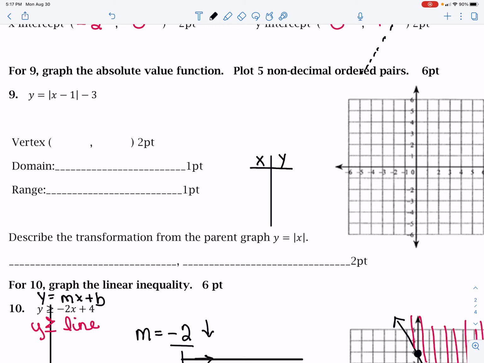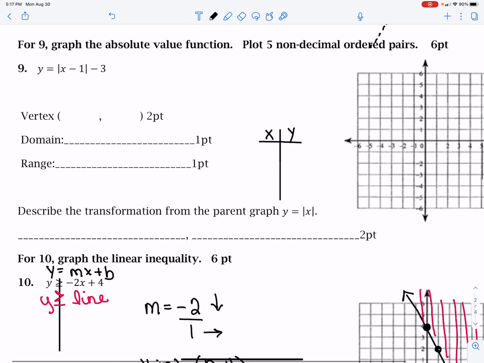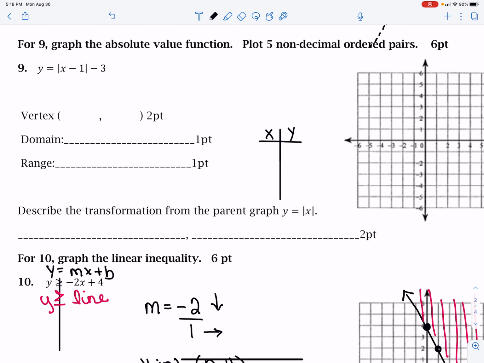Whenever I start building a table, if I'm not sure which values to use, I will always use -2, -1, 0, 1, 2. So I always start with 0, -1, -2, 1, and 2. Now on your table, you actually have another spot, which is 3. So go ahead and put that value in as well.